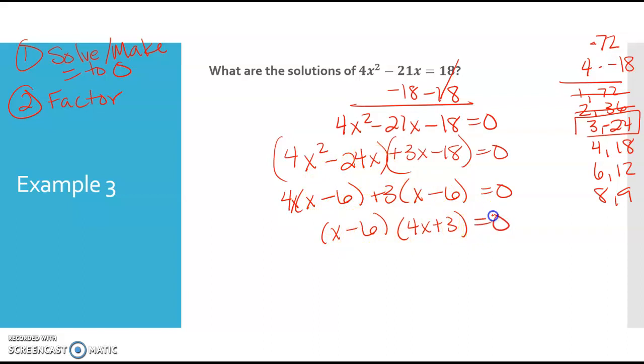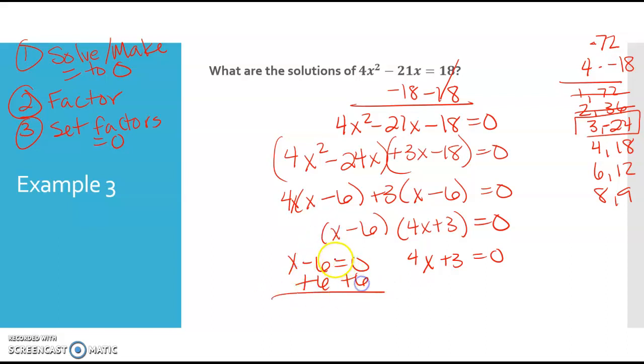Set equal to 0. Step 3. Set factors equal to 0. So x minus 6 equals 0. 4x plus 3 equals 0. I don't know why I started putting it as a fraction, but we'll fix that. And then I just solve. So add 6. x equals 6.